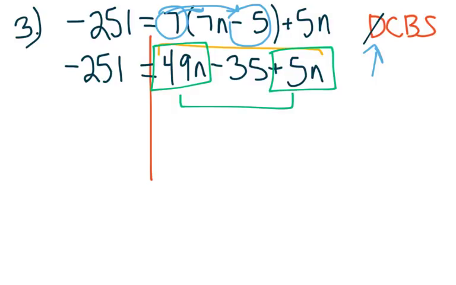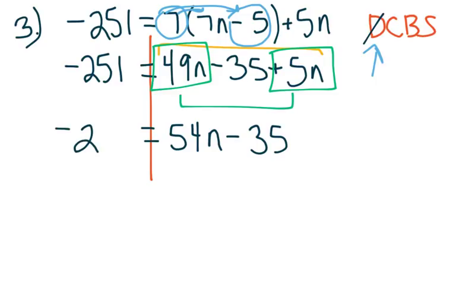So that'll become 49 plus 5, 54n, and then minus 35 stays the same. And all of it's equal to negative 251. So we've combined like terms. Now we're going to bring all variables to one side. Find your variable. There it is. That's the only term of the variable, so it's already on one side. We don't have to do anything.